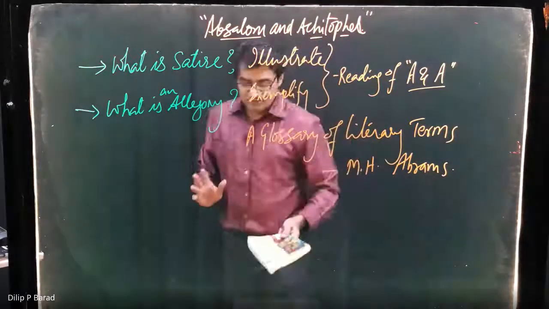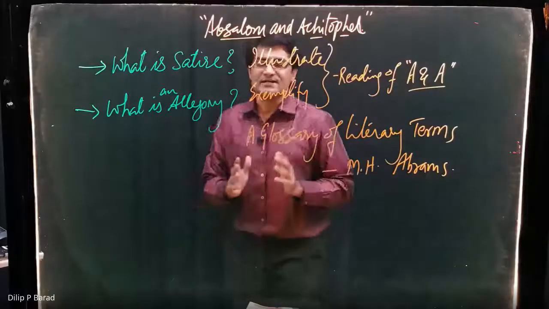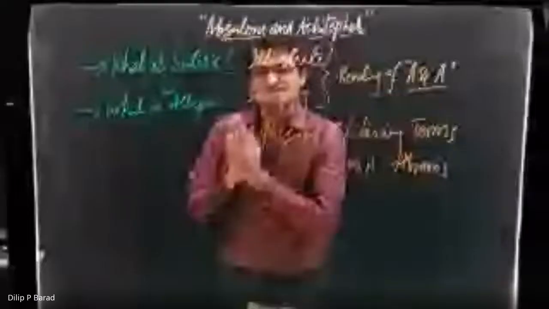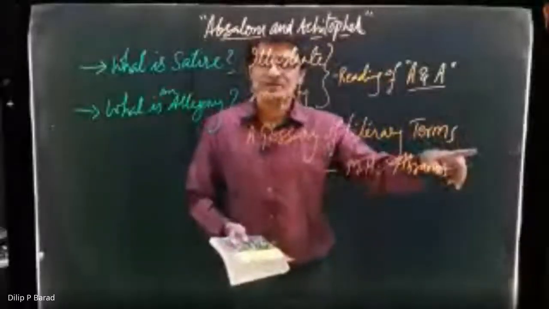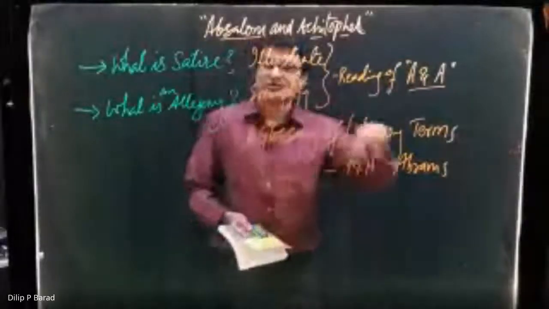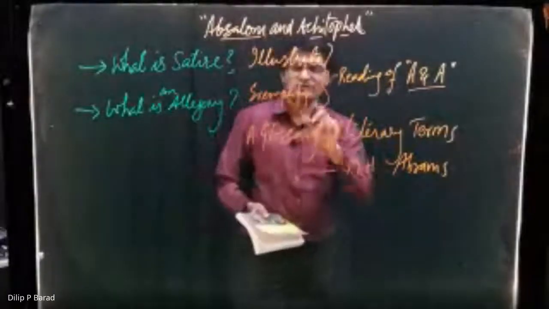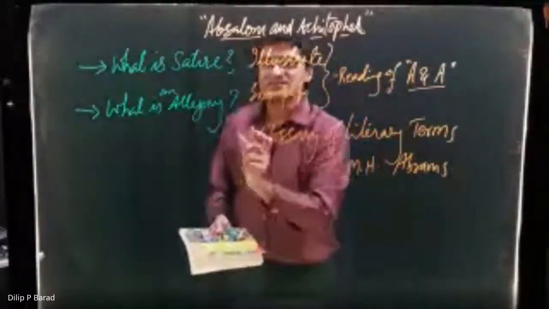And another one is the Britannica website. The links I will share later through our material website. From these two sources, you can understand what is satire and what is an allegory. So when you write your answer, you can directly refer to them. You can write that according to M.H. Abrams in A Glossary of Literary Terms, or there is another book by Cuddon also. Whichever book you use, name it: according to this, the meaning is this.